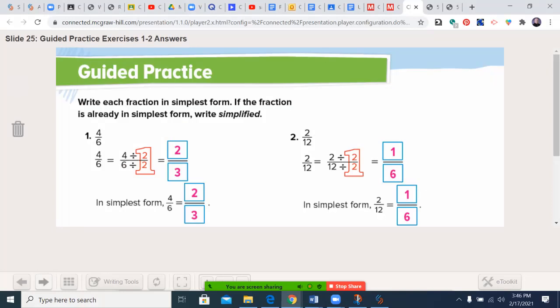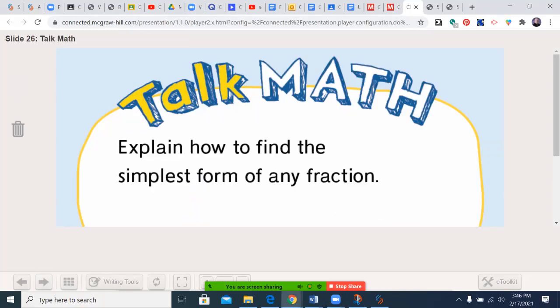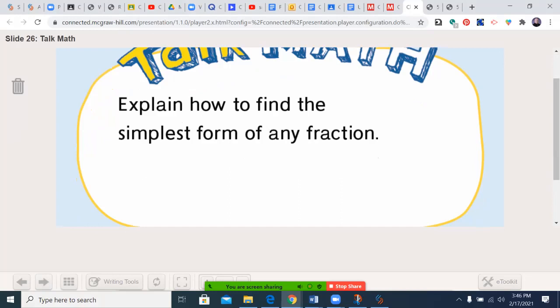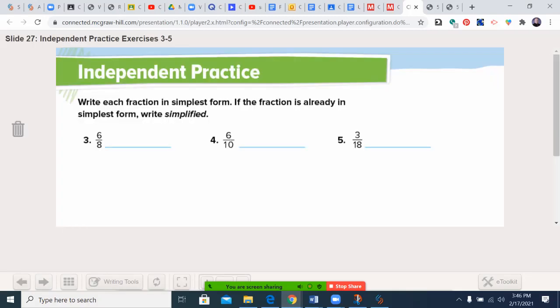And let's go past the talk math. Explain how to find the simplest form of any fraction. Divide top and bottom by the greatest common factor. Period. End of game. All right, so you're going to do numbers 3, 4, and 5.